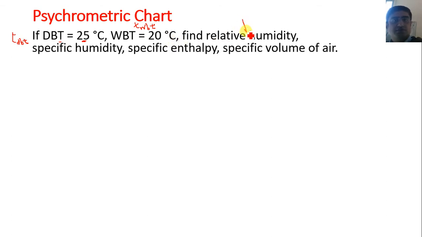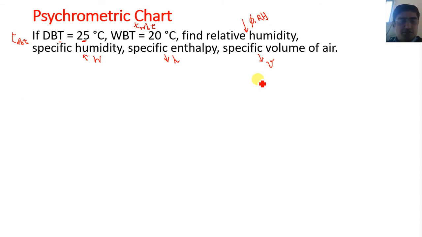From that you have to find the value of phi, which means relative humidity or RH, and also the specific humidity, which means the value of capital W. Then the specific enthalpy, which means the value of h, and the specific volume, which is given by nu of air. If you have the values of these two terms, DBT and WBT, then you can easily find the values of all these terms with the help of this psychrometric chart.